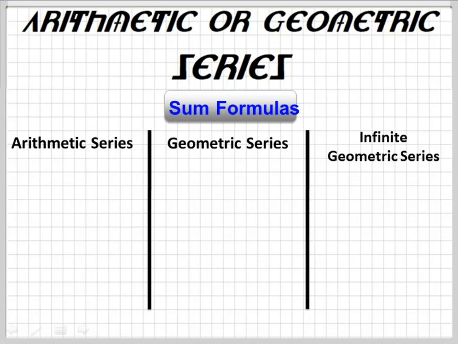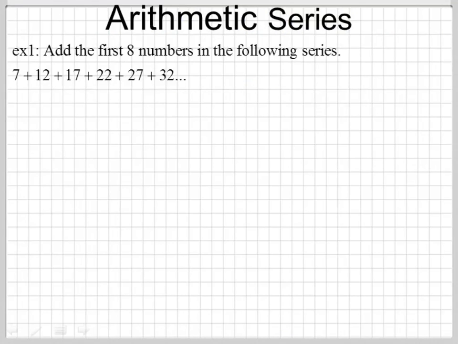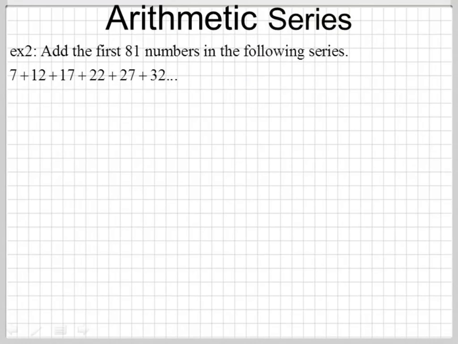Now there are other problems, like we could have done that a different way. What if there's a problem like this one, number 2? It says add the first 81 numbers in the following series. Before you were like, I don't need a formula, I'm just going to add up those numbers in my calculator and I'll be done. But what if I said 81 terms? That's going to be a lot more work, isn't it?